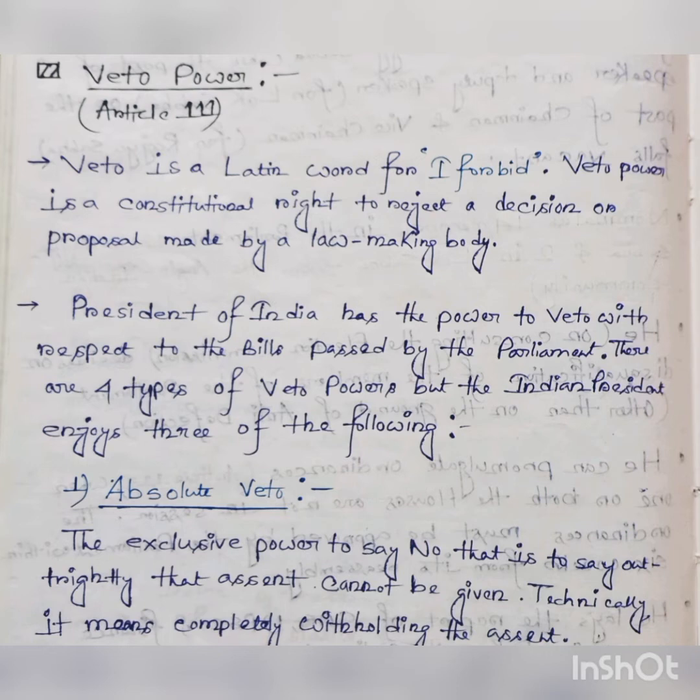There are 4 types of veto powers, but the Indian President enjoys 3 of the following. Number 1, absolute veto. The executive power to say no, that is to say outrightly that assent cannot be given. Technically, it means completely withholding the assent.